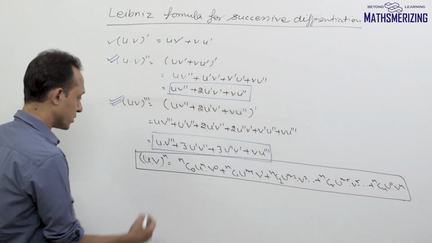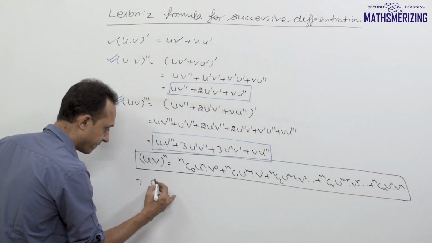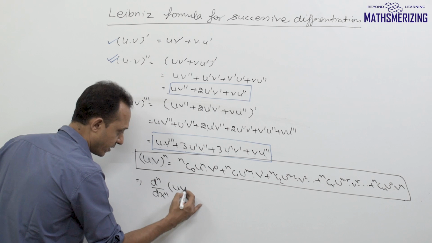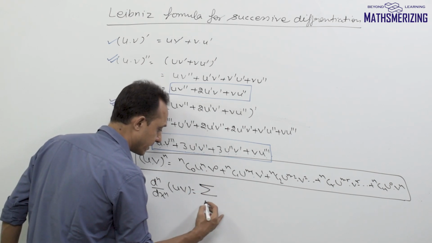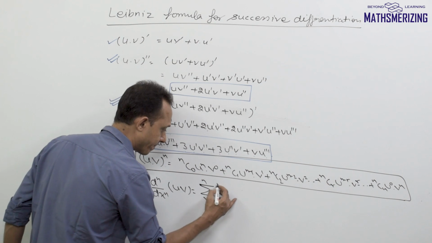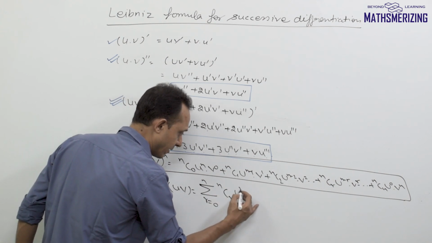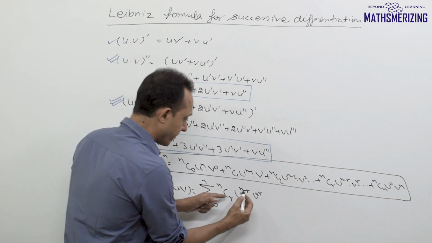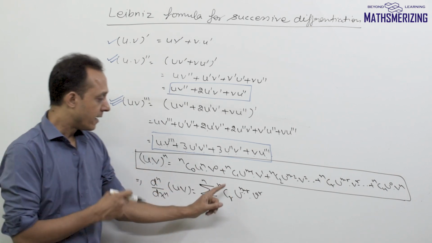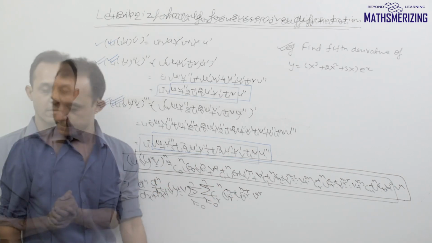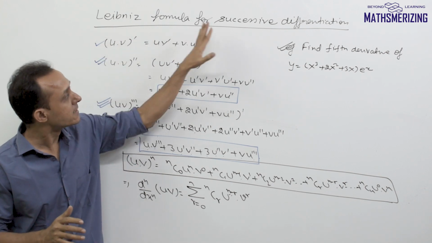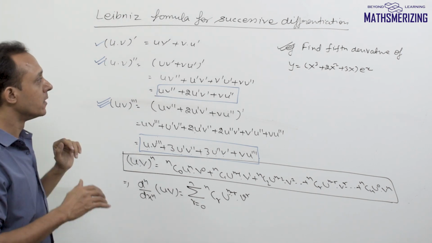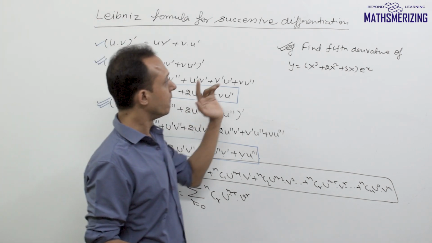in binomial theorem. So I can write this formula as, if I have to find the nth derivative of u into v, then it can be written as summation r varies from 0 to n, ncr u to the power of n minus r and v to the power of r, where these powers are not powers of the function, they are derivatives of the given functions. Now this Leibniz formula for successive differentiation can be proved using induction in the same way that we have done with binomial theorem.